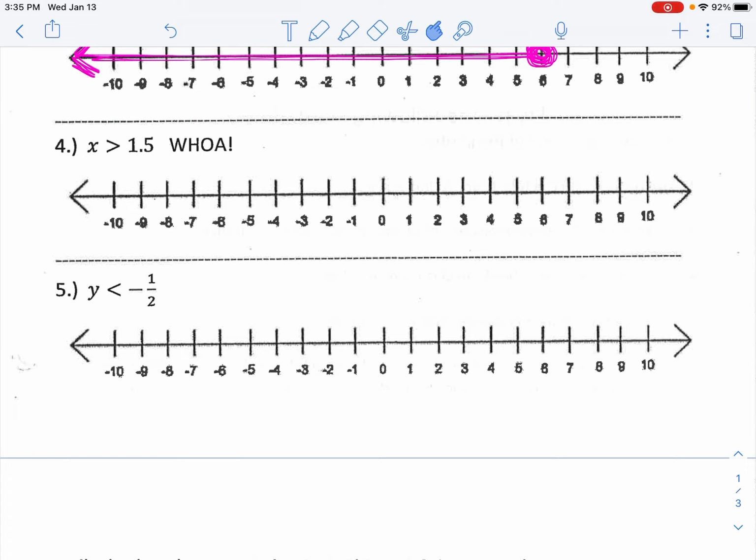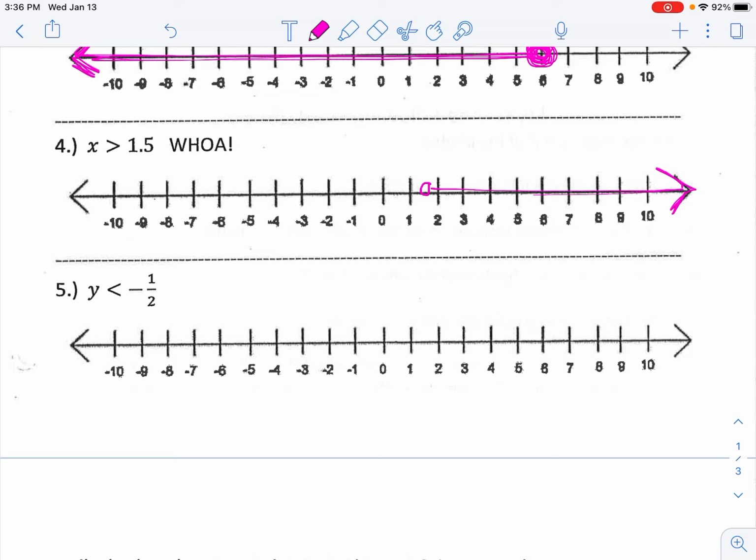Now, what if we have a decimal? X is greater than 1.5. So this one's going to have to be kind of a little circle so we can specify where 1.5 would be, right between 1 and 2. That arrow is going to point to the right. And that's going to stay an open circle.